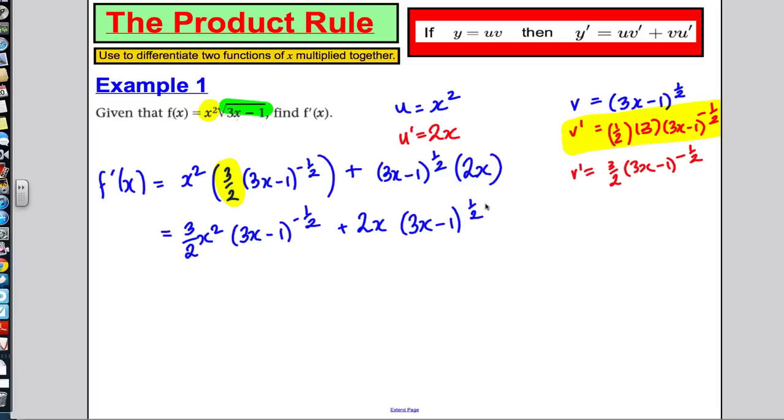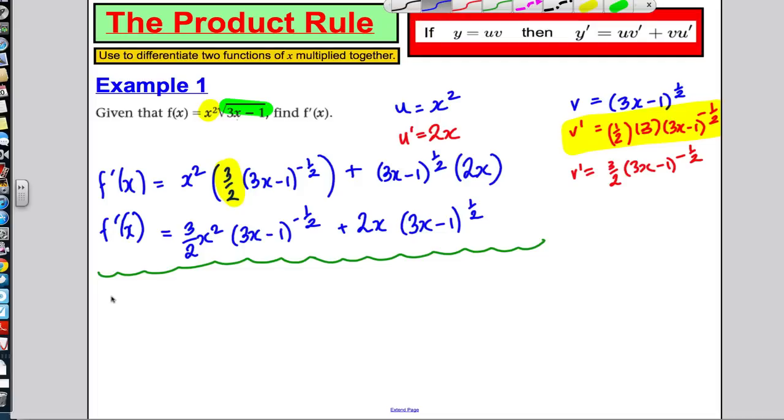That's probably sufficiently done for f dash x. If you did want to tidy up even further, I'll draw a little line underneath it saying this is not essential, although it could be a "show that" question in the exam. It could be "show that the derivative is what follows." You could tidy this up. You could reconvert this back into its surd notation.